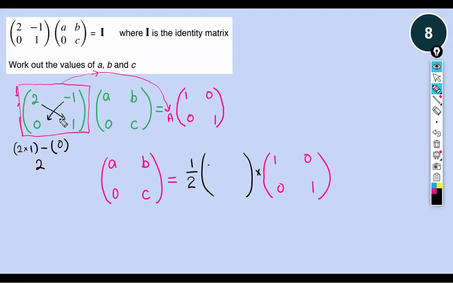So now we switch the more important diagonal. 1 goes here, 2 goes here. The less important diagonal doesn't move. We just make each one the opposite. The opposite of 0 is 0. There's no opposite of 0. And the opposite of minus 1 is positive 1. So all you need to do now is multiply this out for me. You can multiply this piece out first. You will get 4 answers. Then simply divide all 4 answers by 2.